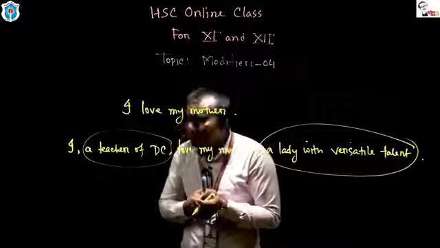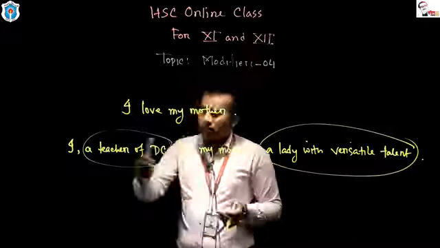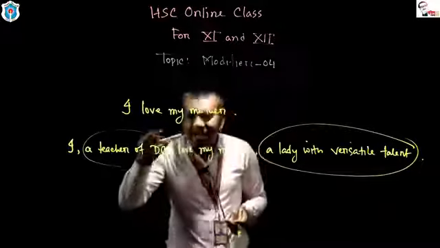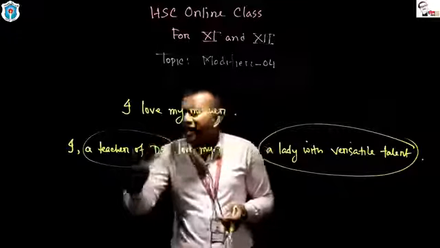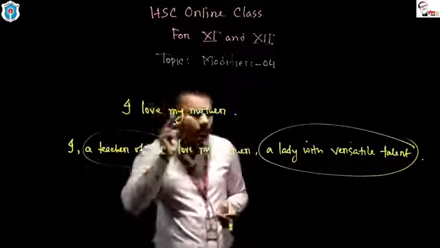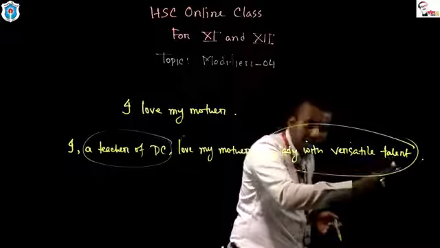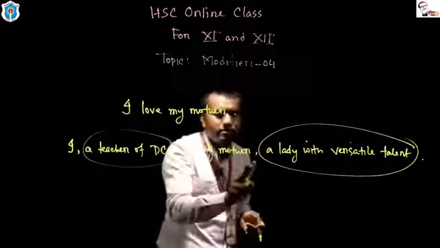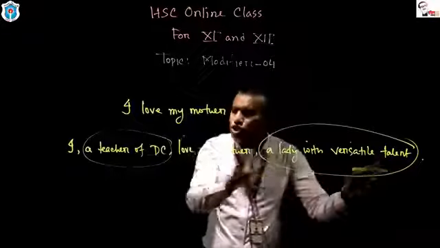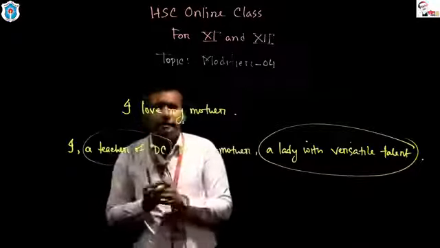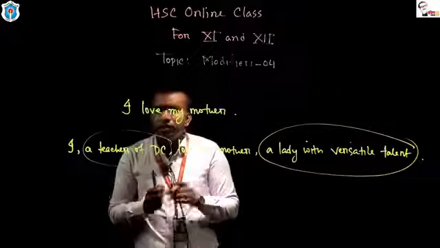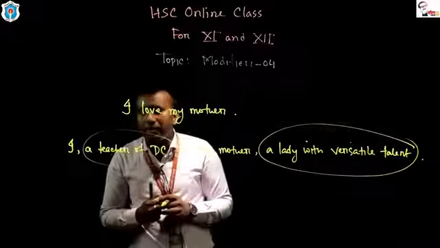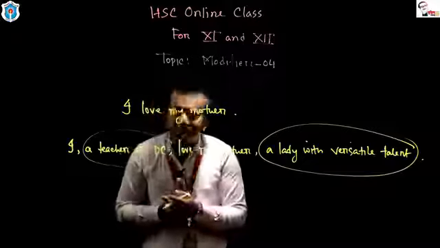What do you think, dear students? A teacher of Dhaka College is additional information regarding "I". A lady with versatile talent is also additional information regarding "my mother". And these two pieces of additional information don't have any clause at the beginning of them. Actually, they are noun phrases.